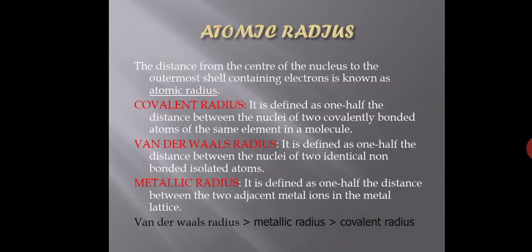Now next is metallic radius. It is defined as 1/2 of the distance between the two adjacent metal atoms in the metal lattice. Now, what is metallic radius? For example, when two sodium atoms, two lithium atoms, or two potassium atoms come closer to one another, they form a bond that is called a metallic bond.